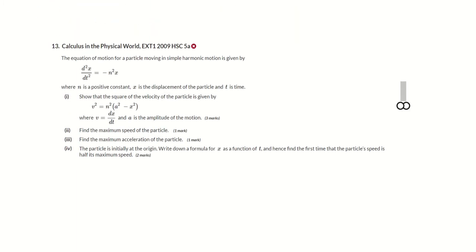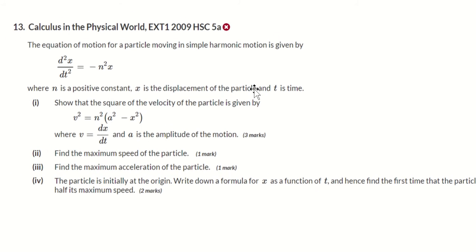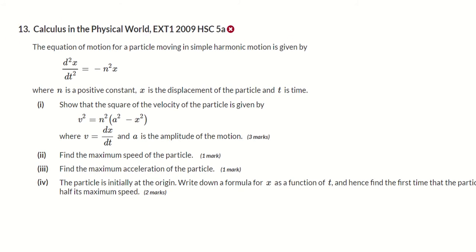Okay, not so straightforward. Let's look at this question. Common. I've seen it a few times asked in HSC, where you kind of have to do a bit of a proof to start with. The equation of motion for a particle moving in simple harmonic motion is given by that. Yep, we knew that. And remember, that's the exact same thing as minus n squared out the front of x minus c, but just c is 0.